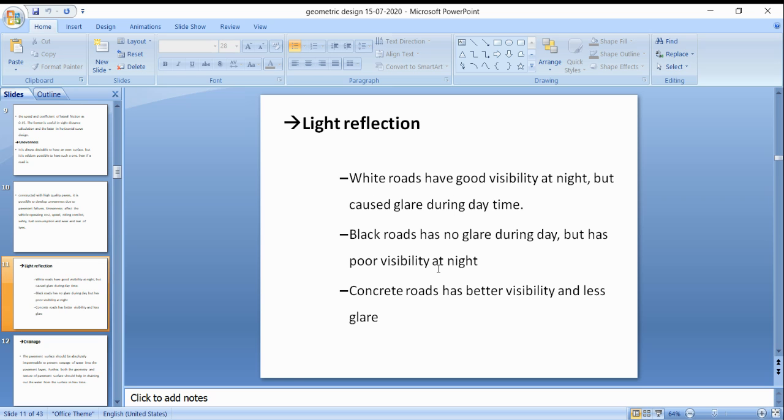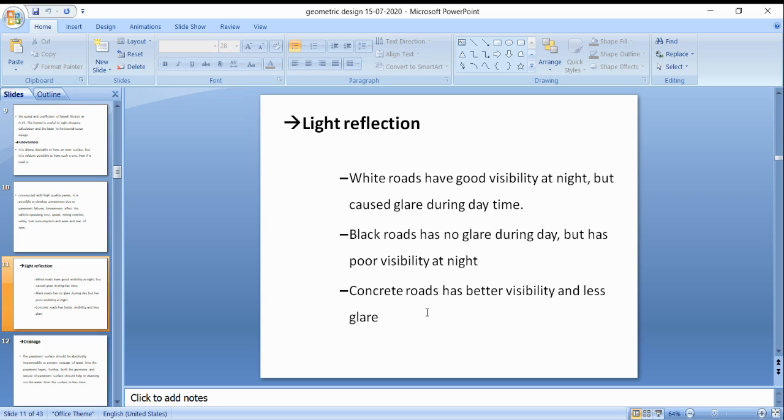And next comes light reflection. What do we mean by light reflection? White roads have good visibility at night but cause glare during the day. Black roads have no glare during the day but have poor visibility at night. Concrete roads have better visibility and less glare. So here we have seen three types of roads: white roads, black roads and concrete roads.